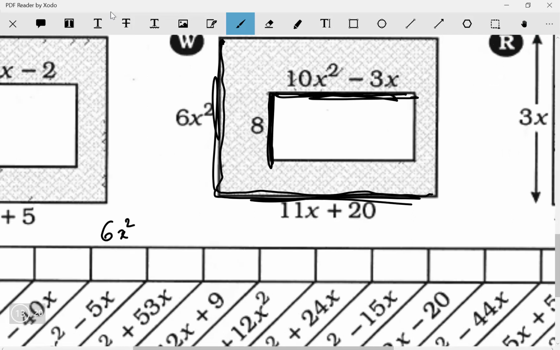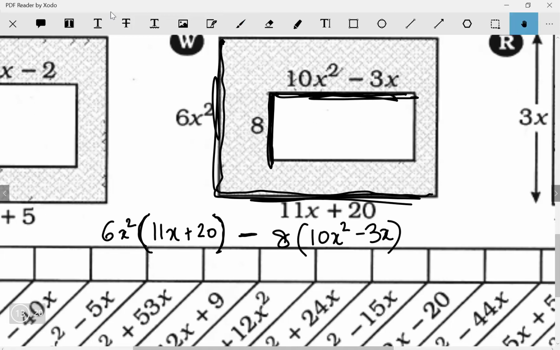6x squared times 11x plus 20. Again, very important that this is multiplication, so we kind of already have to know we're using the distributive property, but it's important to put the brackets around that just to show that we are actually doing the distributive property. We're going to subtract 8 times 10x squared minus 3x.